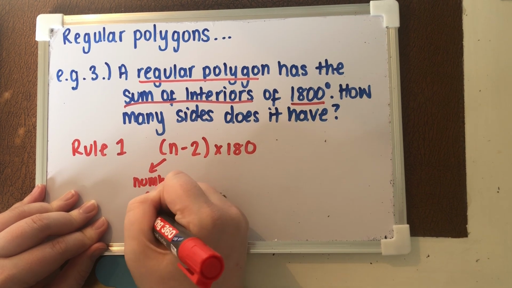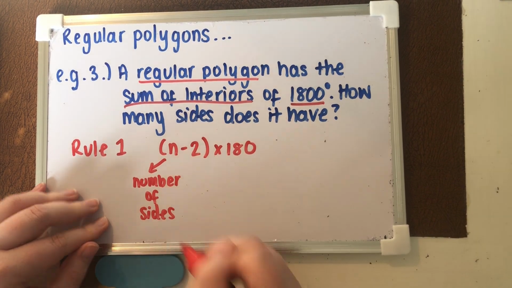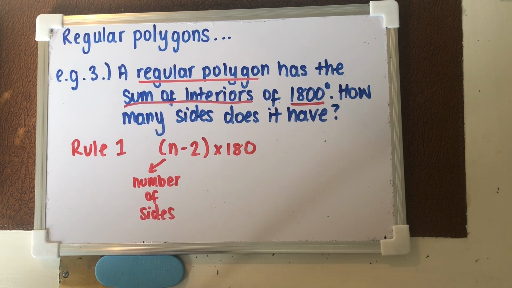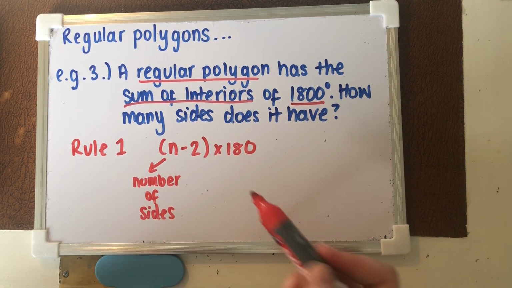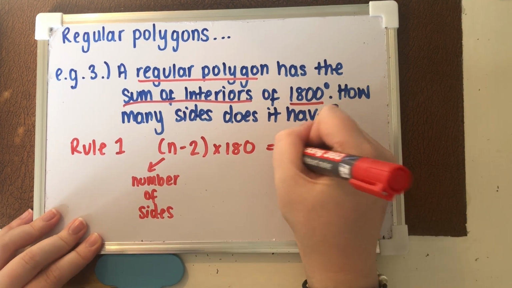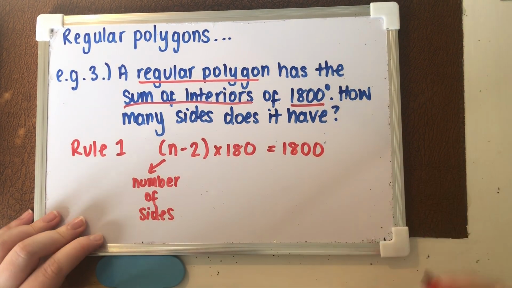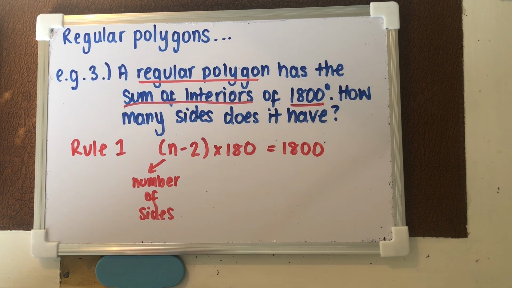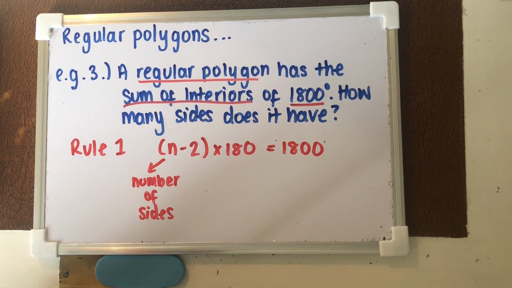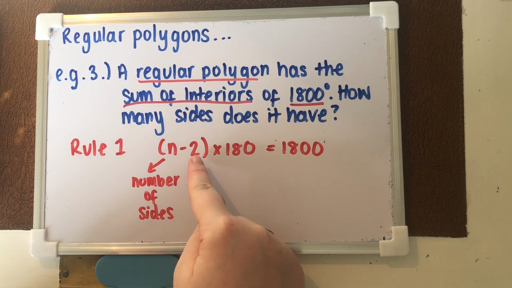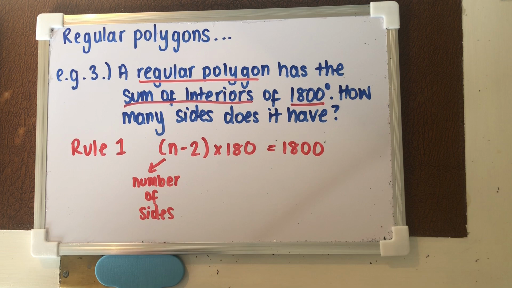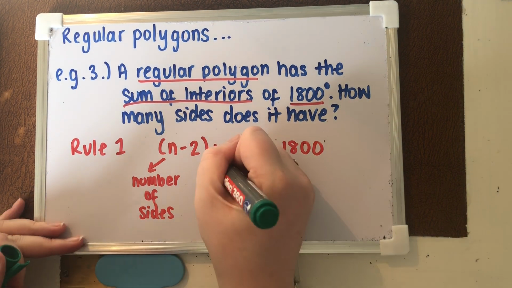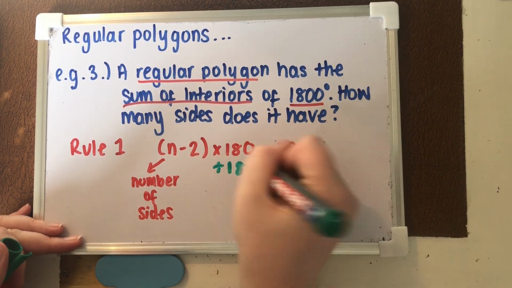Number of sides. Okay, now we're told that this formula, whatever n might be, the whole point is we need to find it, is equal to 1,800. Okay, so all we need to do is essentially do the reverse. So whatever the number of sides were, they've taken 2 away, times it by 180, and they've got 1,800. So we're going to do the reverse. Firstly, we're going to divide by 180.